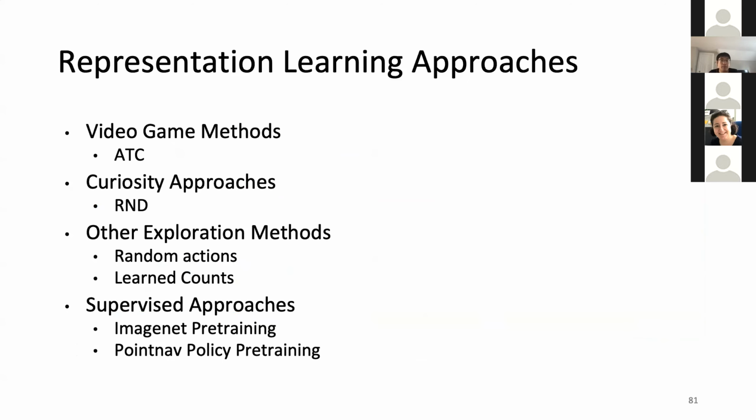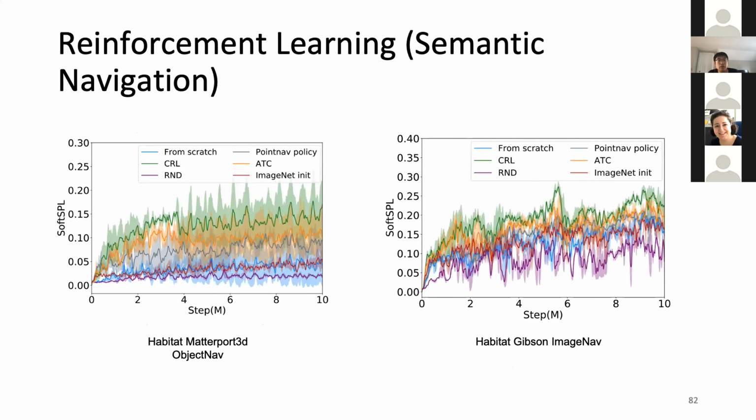We further test our model on more fundamental embodied AI tasks. We also compare with representations generated using different exploration strategies, for example, random or learned count-based approaches, some video-game-based self-supervised learning models that are popular in 2D games, and also some goal-conditioned policies. We also compare with using weights initialized from ImageNet. In these curves, we ran the models with three different random seeds. We can see that the representation learned through our curious embodied learning leads to better downstream learning in both object navigation and image navigation tasks. We also find that using ImageNet actually does not appear to improve reinforcement learning performance compared with this kind of self-supervised representation learning.